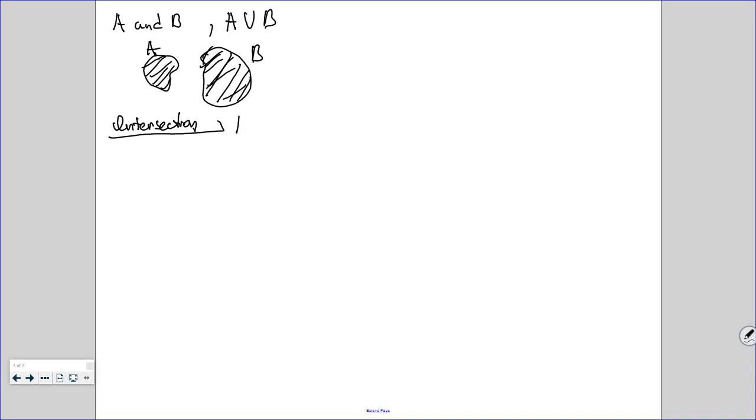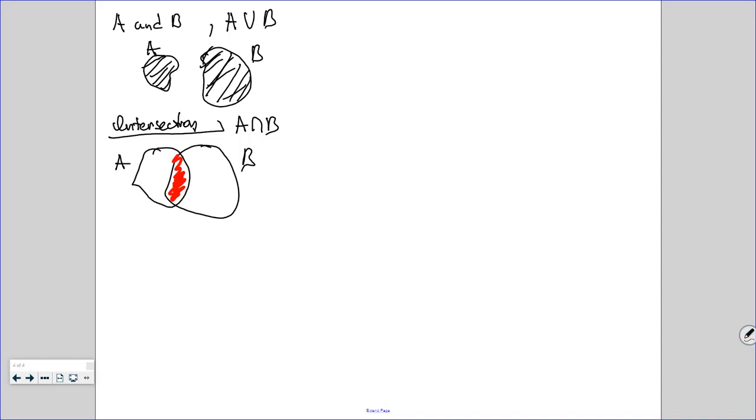So intersection. In this case we select elements that belong to both sets. So for example, if this is our set A and this is our set B, then we select the elements that belong to both A and B.